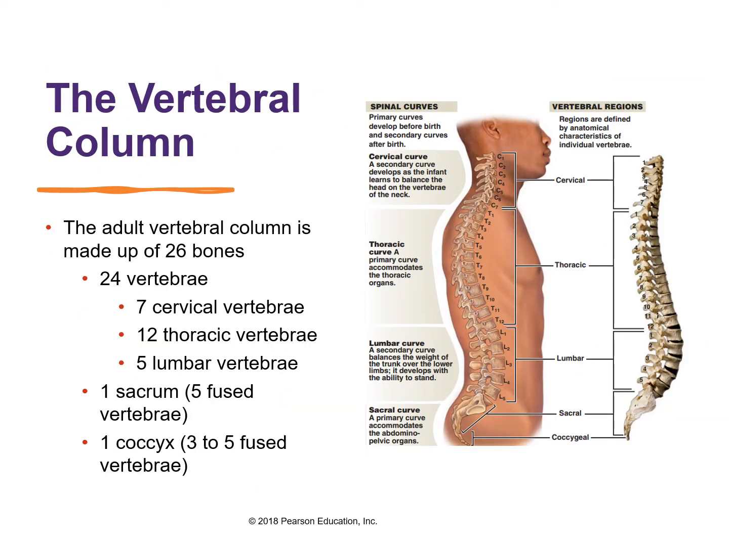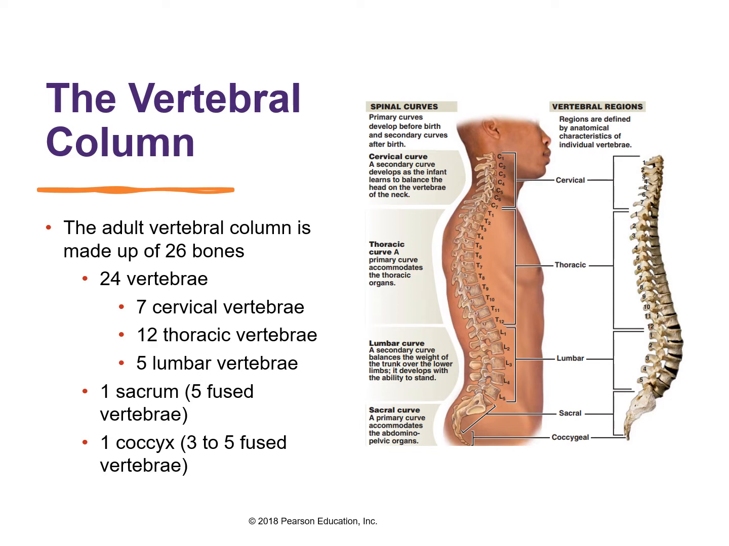When we're looking at the vertebral column, the adult vertebral column consists of 26 bones. That's including 24 vertebrae, the sacrum, and the coccyx. The vertebrae provide a column of support. It bears the weight of the head, the neck, and the trunk, ultimately transferring that weight to the appendicular skeleton of the lower limbs.